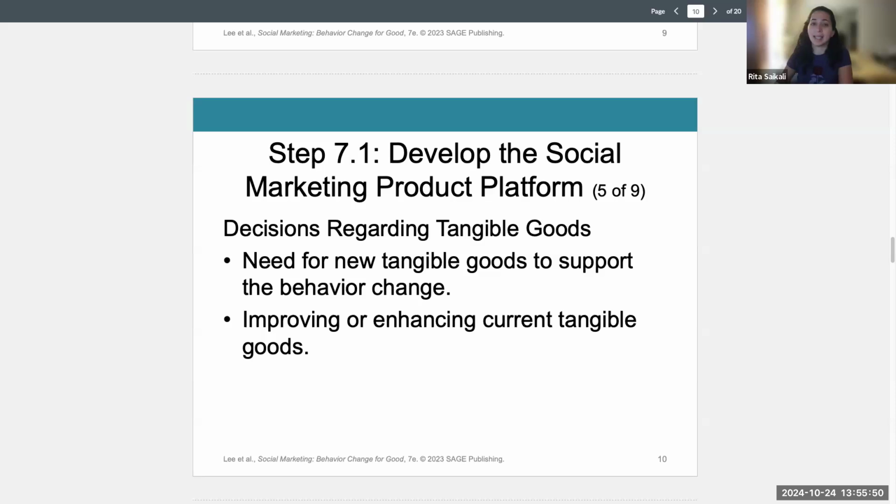Otherwise, what you're also looking at is improving or enhancing current tangible products, and that could obviously be a lot more cost effective because you're not creating something. This would be redesigning existing products to be more user friendly or adding features that increase their appeal. So for example, adding clearer instructions or more appealing packaging to an existing health supplement makes it easier for users to incorporate it into their daily routines, okay?